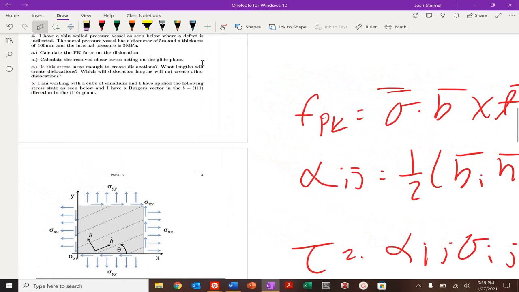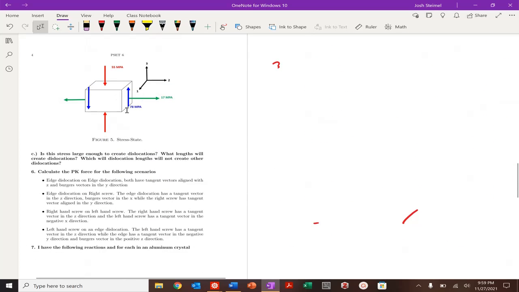So actually, let's look at our problem set right here. I'm working with a cube of vanadium, and I've applied the following stress state as seen below. So this is a complex stress state as well. We're not going to solve it for this problem. You could do that from a problem set.